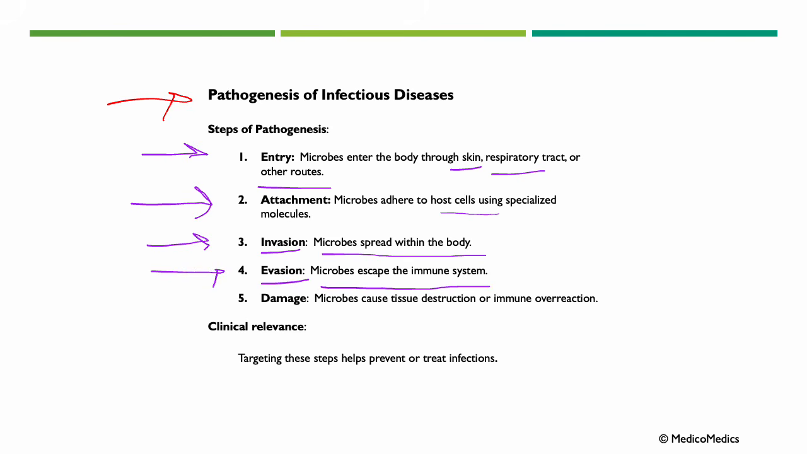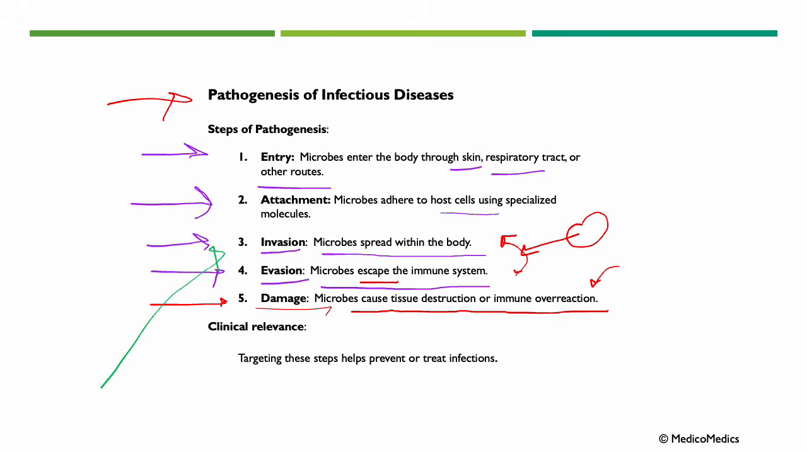So you can assume that in between invasion and evasion, our immune cells try to respond to this, but for whatever reason, they escape the immune system. Once they've done that, then we come to damage. So the microbe causes tissue destruction, or there is an immune reaction, but it's an overreaction, leading to further damage. And understanding these different steps and targeting these steps will help prevent or treat infections.